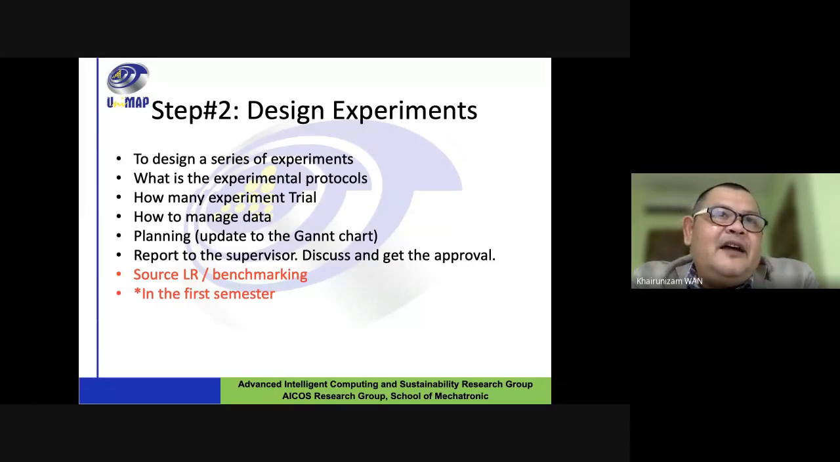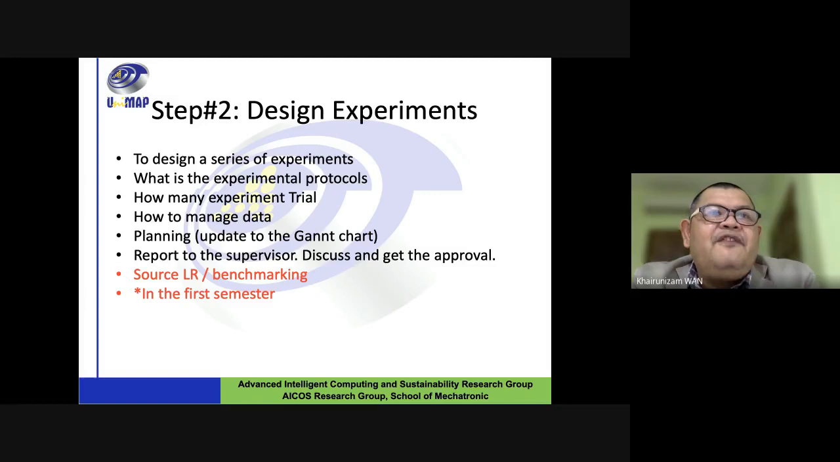So how to manage data? Make sure that you know how to manage data before you conduct the experiment, and where to save the data. Planning: update the Gantt chart. After you plan the experiment, if something in the previous Gantt chart changes, you have to update it. Report to the supervisor. This is very important. Every time you finish an experiment, report and discuss with the supervisor. Get the approval from the supervisor before you proceed with the next experiment.